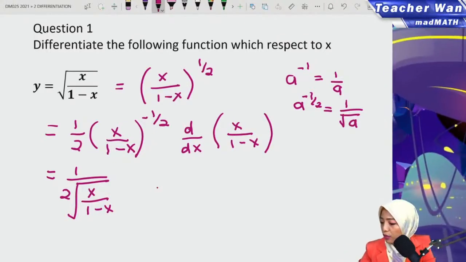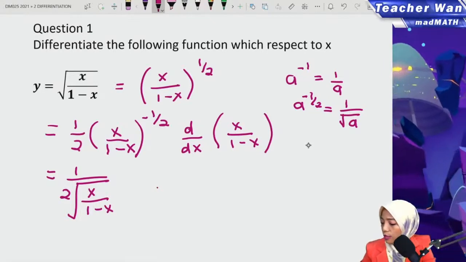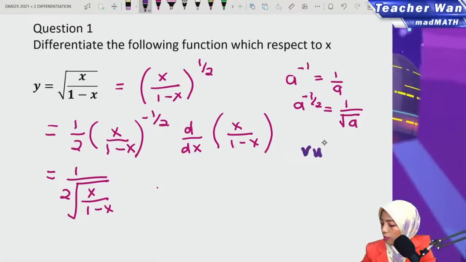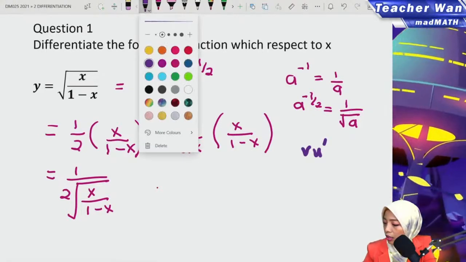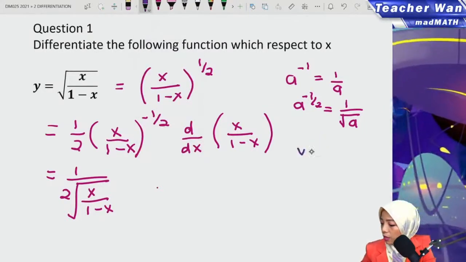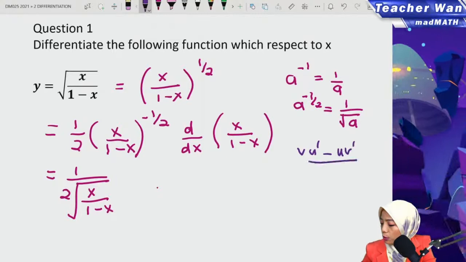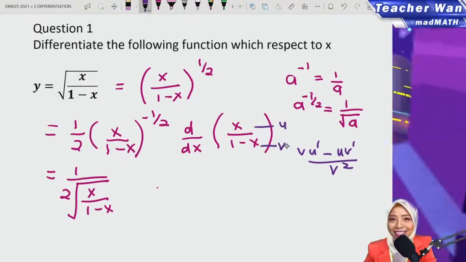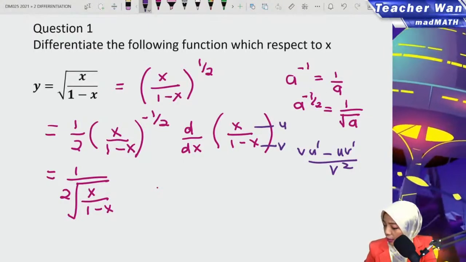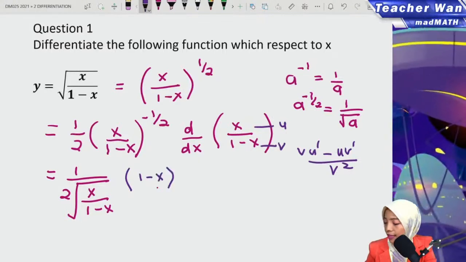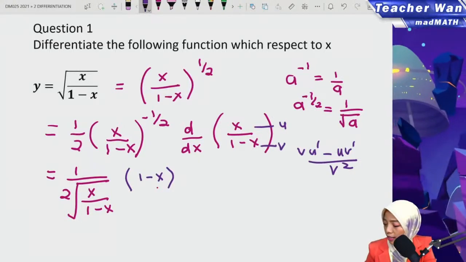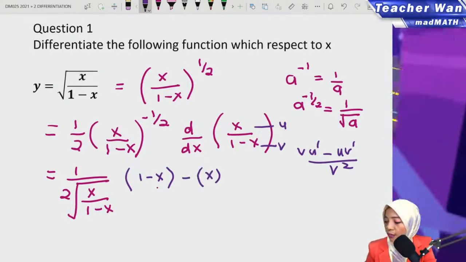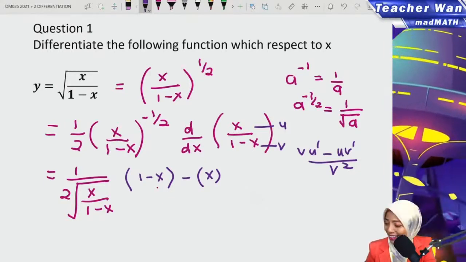So u over v. I change the color. What's the formula? vu prime minus uv prime over v squared. Now, this is our u and this is our v. What is our v? v is 1 minus x, and when we differentiate x, we get 1. It's up to you whether you want to write it down. Minus u, and then v prime: 1 minus x, you differentiate, you get negative 1.